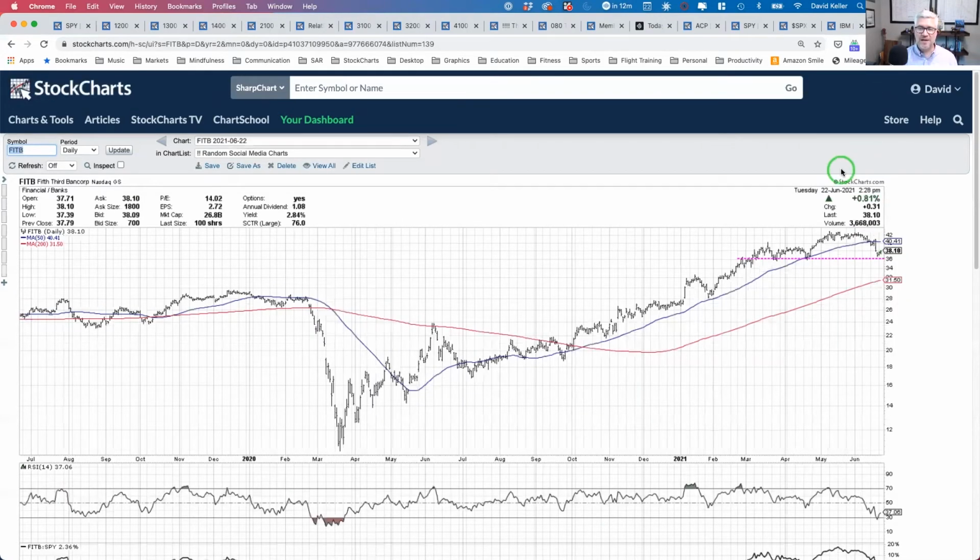Now, I mentioned some of the stocks that have not held their 50-day moving average. You can find plenty of them in the cyclical sectors. We're looking here at a financial stock, Fifth Third Bank. This is one of the regional banks.